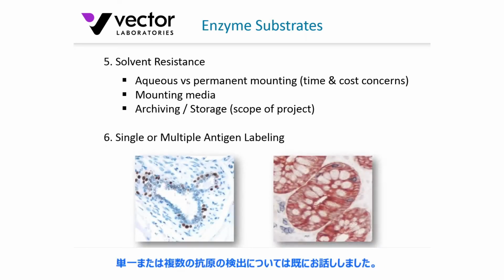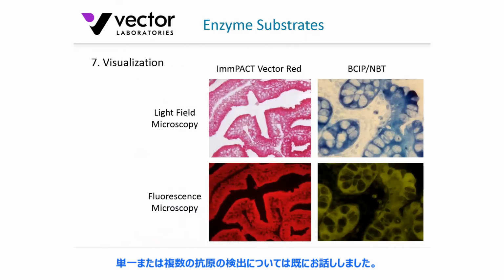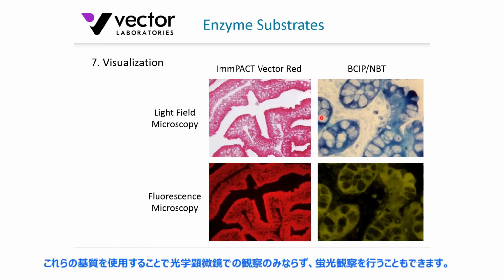We did touch a little bit on single or multiple antigen labeling, so I'm going to leave that alone. But for those of you who might be wanting to dip your toe into both light field and fluorescence microscopy, there are some of these enzyme substrates that do happen to have the property of fluorescing as well as being highly visible, of course, under the light microscope. And you can do double fluorescent labeling with some of these substrates.